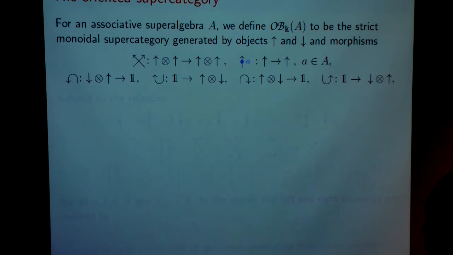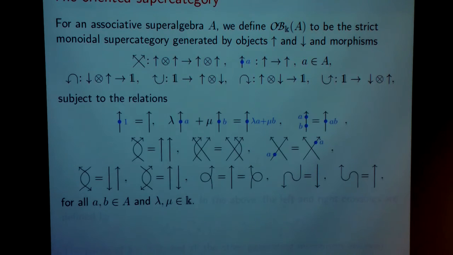And here are our generating morphisms, things that we can use to build bigger pictures. We've got a crossing. We've got a token for every element of our associative superalgebra. And we've got all flavors of cups and caps. If you haven't seen these diagrams before, let me just point out, if a diagram has nothing at the bottom, then the domain is the unit object. If it has nothing at the top, the codomain is the unit object. Otherwise, you can read off the domain and the codomain by the orientations of the arrows at the bottom and top. We can build pictures out of these by stacking them vertically and juxtaposing them horizontally.